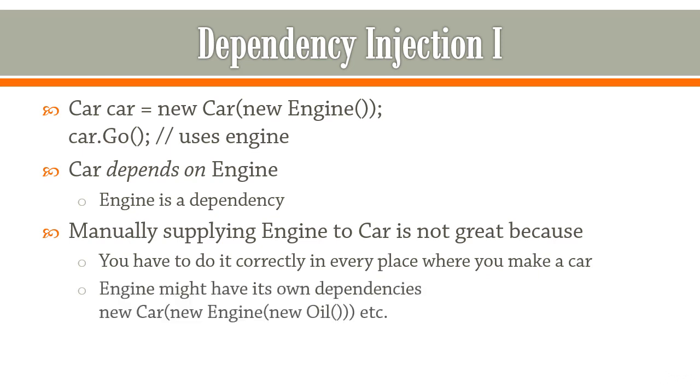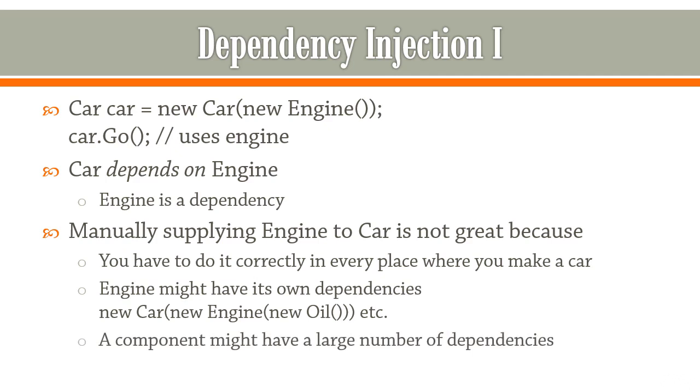Another problem is that the engine itself might have its own dependency. So you might have a car which depends on the engine, but the engine needs oil and so on and so forth. So once again, it becomes a very deep tree of dependencies, and satisfying this tree, you end up with a lot of boilerplate code, far too much code that is written.